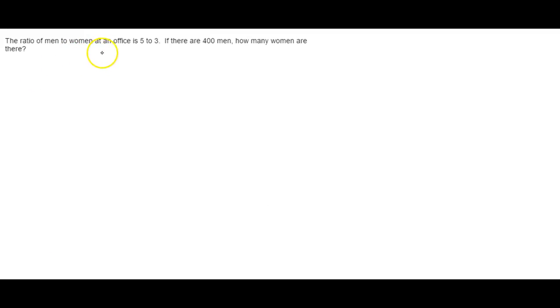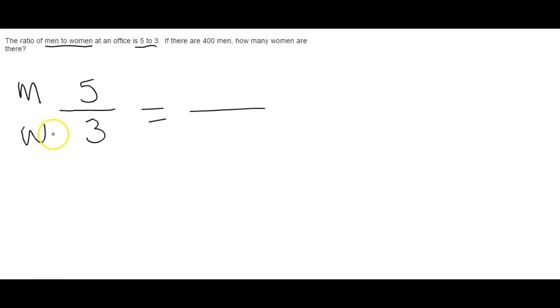The ratio of men to women at an office is 5 to 3. If there are 400 men, how many women are there? So same idea, we still set up our proportion. This time they said ratio, but they told us exactly men to women. So the 5 to 3 would be the left side, and we know it's men to women. So men on top, women on the denominator. So if there are 400 men, we have to place them in the same order. Men in the numerator, women in the denominator. So 400 in the numerator. And our empty spot is our variable.